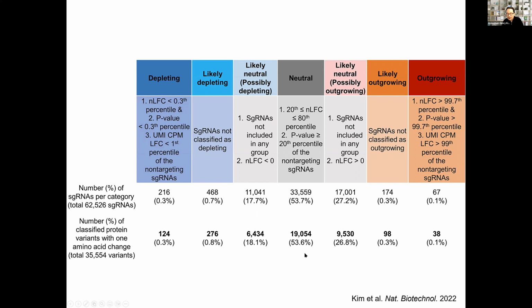And we found that the majority of them had a neutral or likely neutral phenotype. A very minor fraction, which is 0.1% of variants observed in cancer cells, can induce an outgrowing phenotype. And some mutations found even in cancer cells cause a depleting phenotype, which can have an anti-cancer effect anyway.